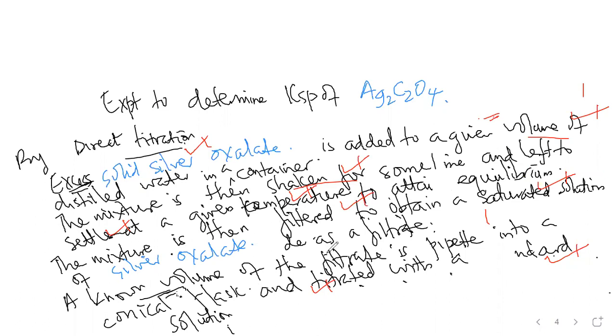Silver ethane dioate as filtrate. Now what do we do next? A known volume of the filtrate is pipetted into a conical flask. Here is the change: we shall say the solution is acidified and warmed. But now I want you to understand this main concept here. Whenever we are titrating an oxalate with the permanganate, the oxalate must be acidified first and then warmed.